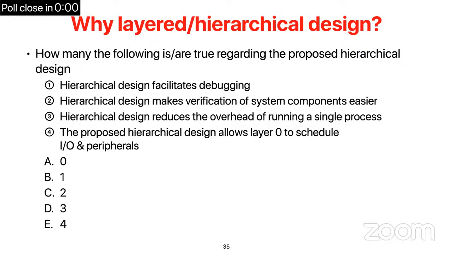In detail, options 1 and 2 are correct, and 3 and 4 are incorrect. Okay, so which one do you think is correct? Options 1 and 2, the debugging and verification is mentioned in the paper. And for option 3, my reason is that this hierarchical design has many layers, but if we just want to do some specific operation, maybe some layers are unnecessary, so it will introduce some extra overhead.